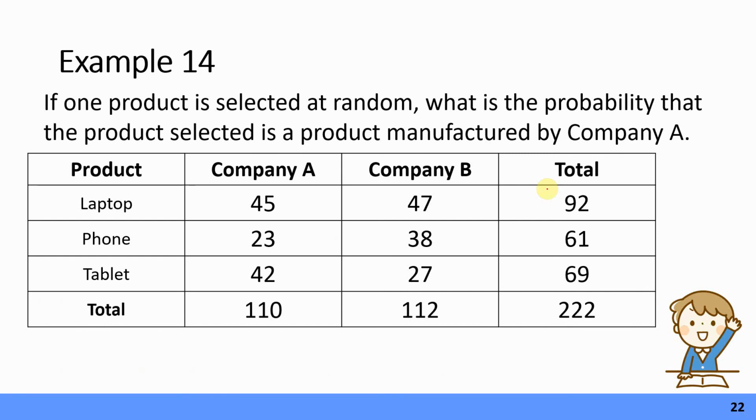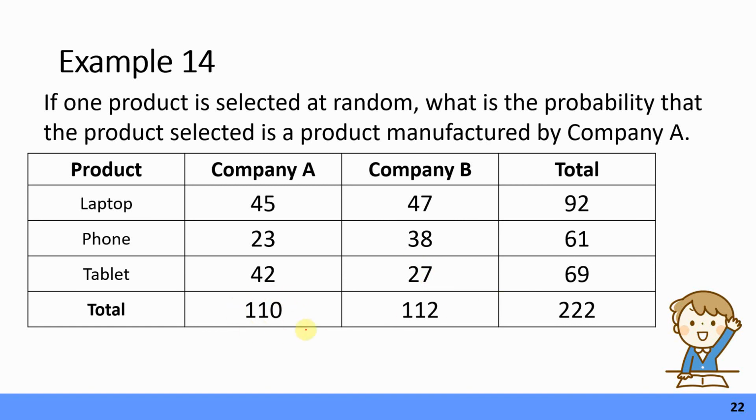So here we have a table that tells us what kinds of products were manufactured and by who. We have 3 different products: laptops, phones, and tablets, and those were manufactured by either company A or company B. We can see that there's 23 phones that were manufactured by company A. There were 27 tablets that were manufactured by company B. And then they were nice enough to give us the totals.